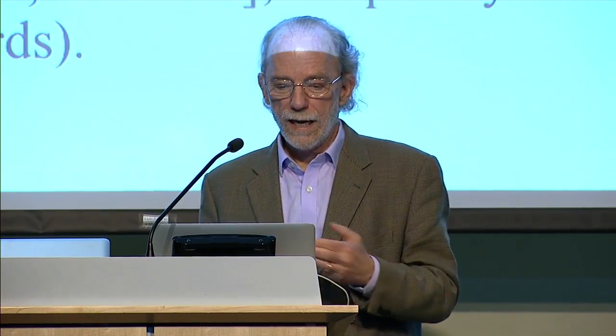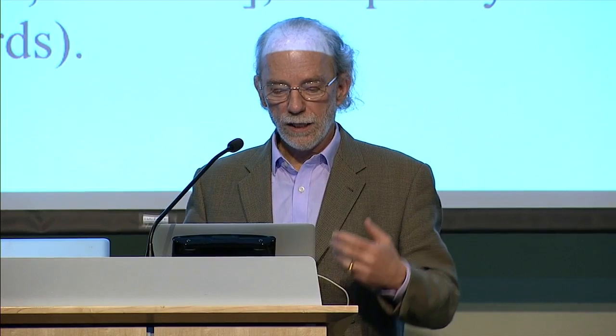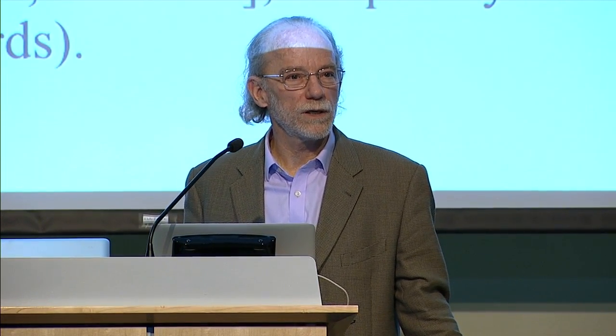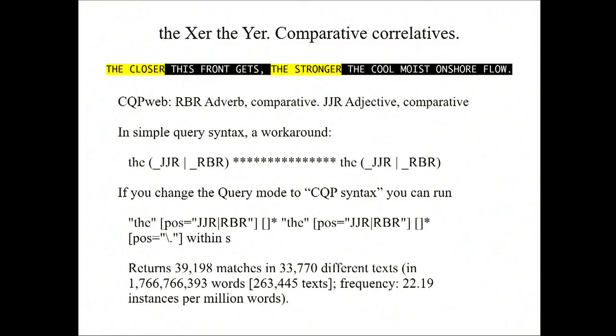Well, okay, in Red Hen, you can write a little bit of code. You can go looking. You get 39,198 matches instantaneously for the X or the wire.